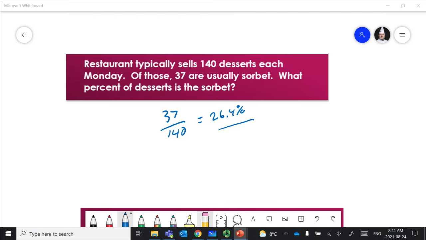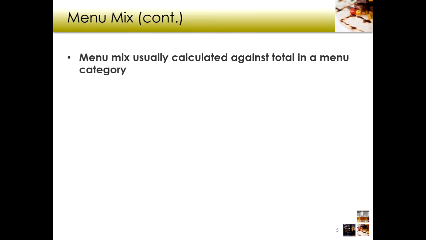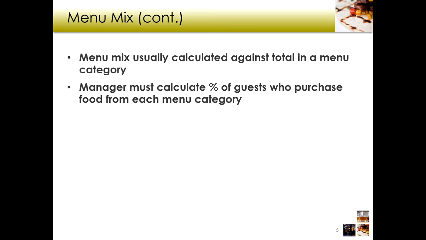All right, so menu mix is usually calculated against the total in the menu category. Like I said, you're going to do this on desserts, on main courses, and on appetizers. But we all know that not every customer that comes in is going to have all three of those, right? They may not have an appetizer. They may just have a main course, or they may have come in just for dessert and coffee. So we need to calculate, of the people coming in, how many are going to have that category, and then how many people are going to order that specific dessert or item out of that category.